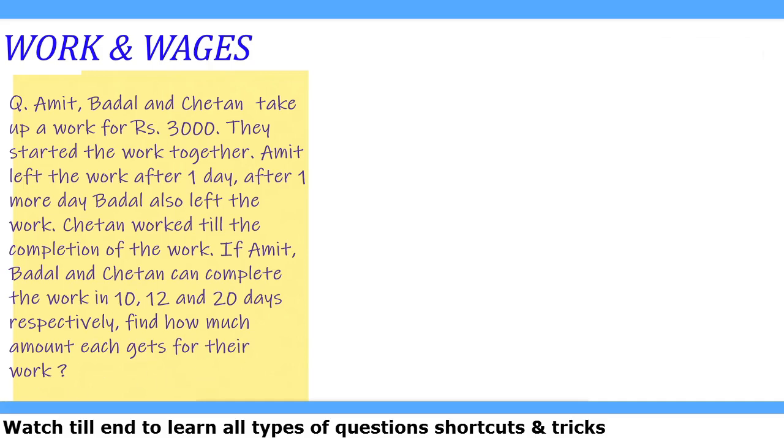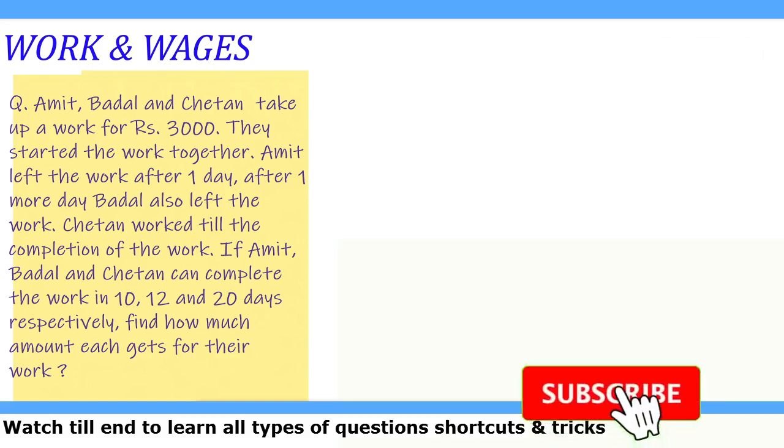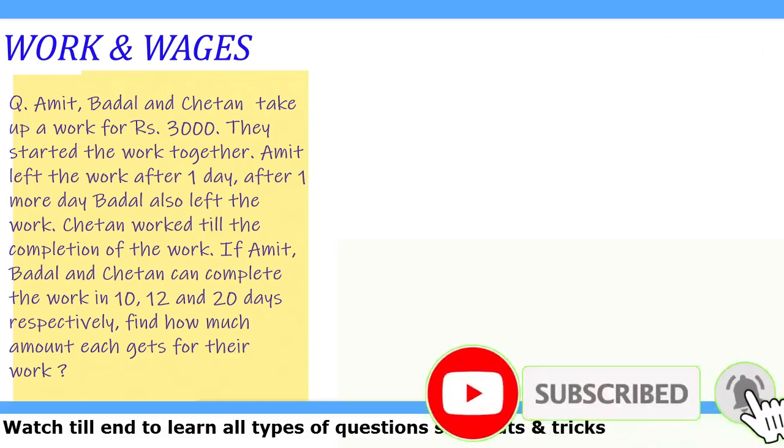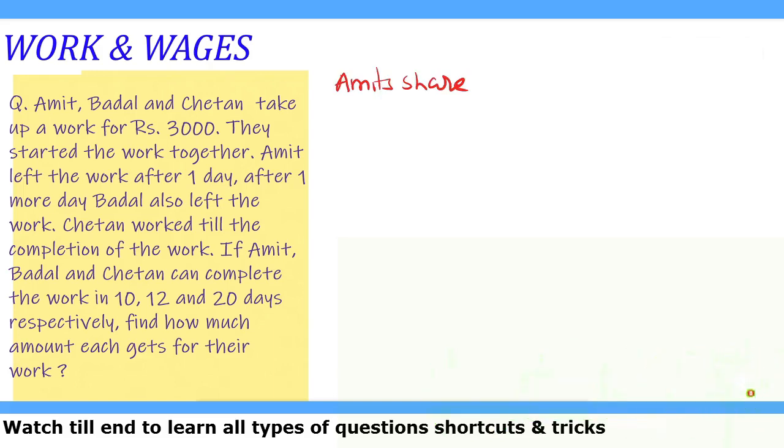The question seems to be very lengthy, but it's very easy and we can solve it very easily by shortcut method. So Amit's share will be equal to his 1 day work. As he is able to complete the work in 10 days, his 1 day work will be 1 upon 10, and he should get the wages as per his 1 upon 10 of the work. So 1 upon 10 multiplied by 3000 equal to rupees 300.